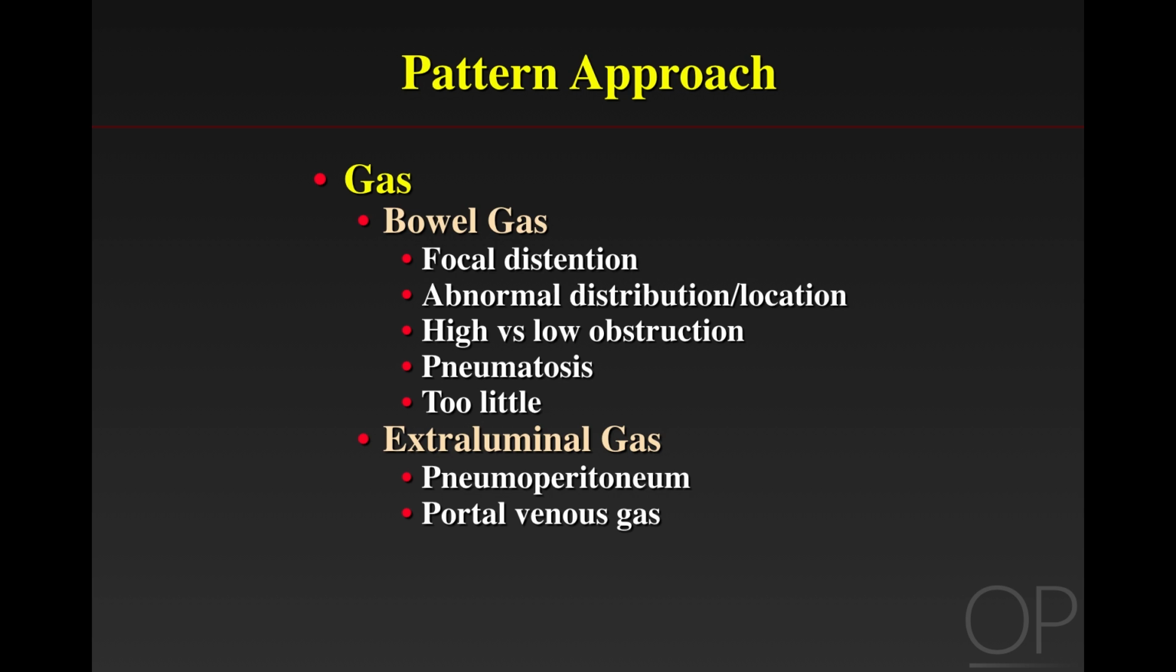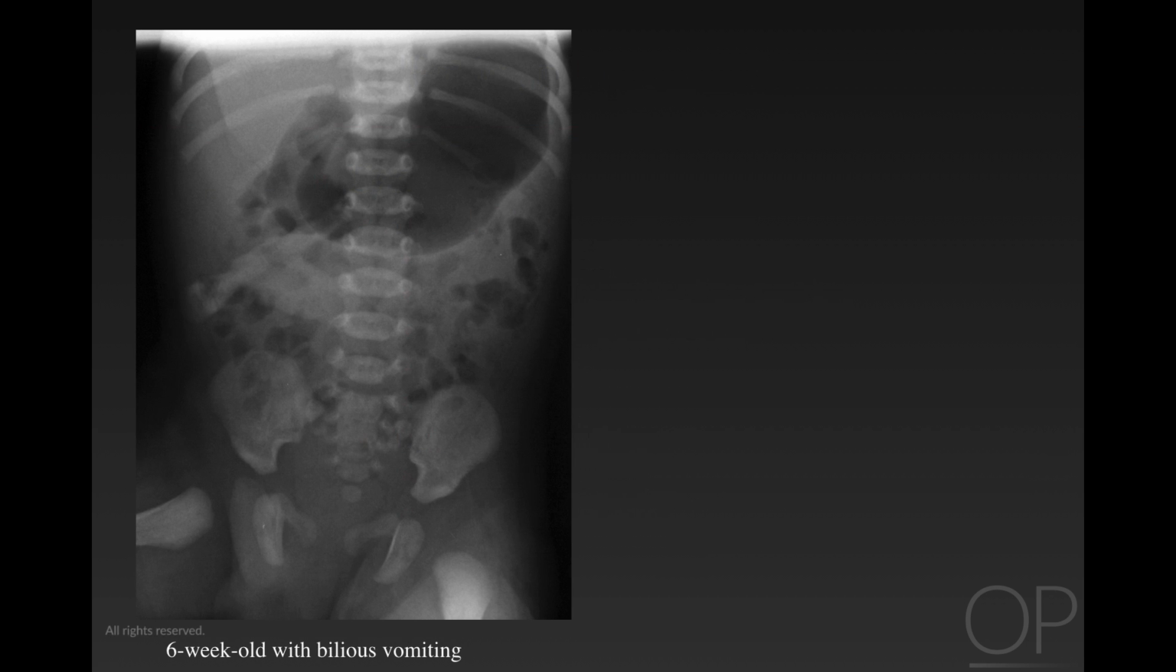Next, let's look at the gas, and this means both looking at bowel gas and extraluminal gas. When we evaluate the bowel, we need to see if there is focal or diffuse distension of the bowel. Is there abnormal distribution or location of bowel? Are the patterns associated with a high or a low intestinal obstruction? Is there pneumatosis, or is there too little gas present? Extraluminal gas means both the presence of pneumoperitoneum as well as portal venous gas.